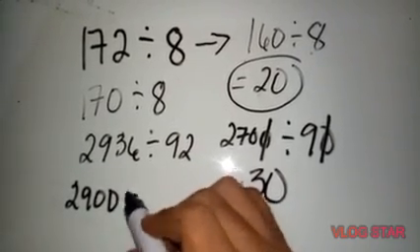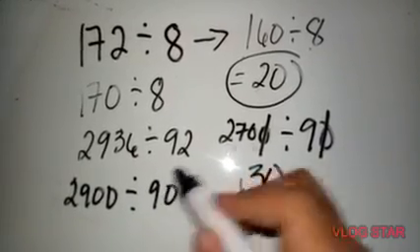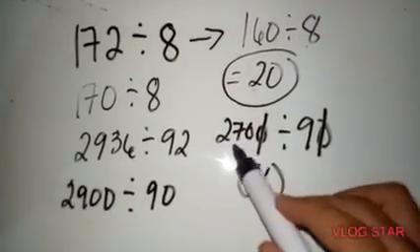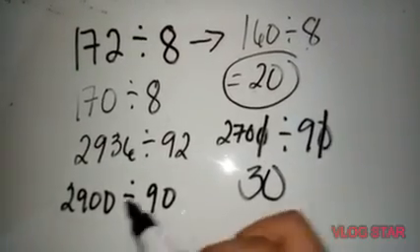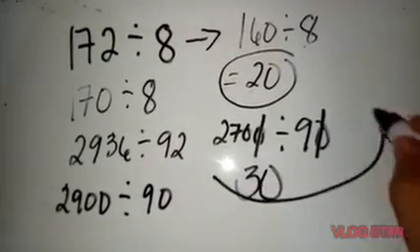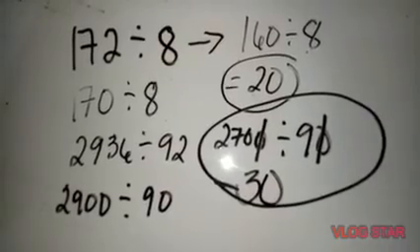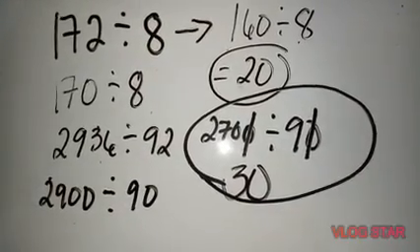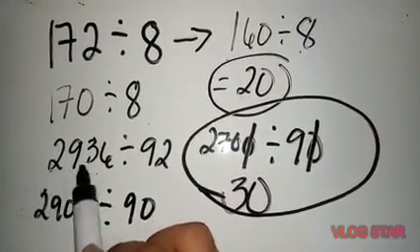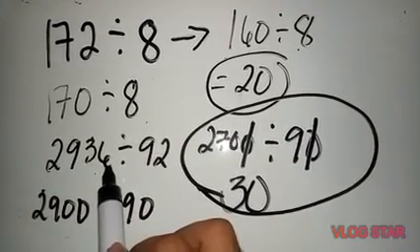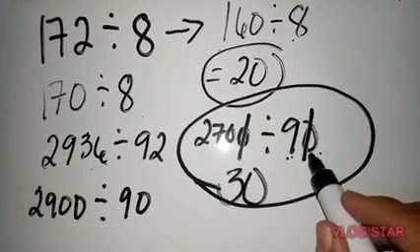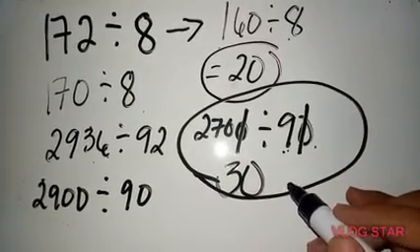2,900 divided by 90, what do you think is much easier to solve? 2,700 divided by 90 or 2,900 divided by 90? This one is easier. One thing more, just think of a number that is close to 2,936 and divisible by 90 or 9 so that it would be easier to divide.